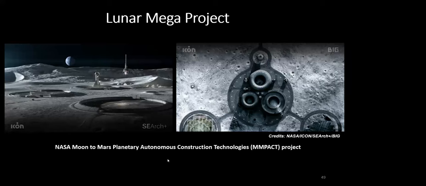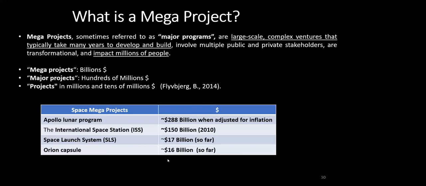So how do we do that? Well, my civil engineering colleagues told me, you're doing a mega project. So I said, what's a mega project? And they answered, look, it's a really big project. It's a large-scale, complex venture that typically takes many years to develop and build, and it impacts millions of people. It costs billions of dollars. A major project is hundreds of millions of dollars, and regular projects are millions and tens of millions of dollars in this context. So let's just calibrate our thinking.